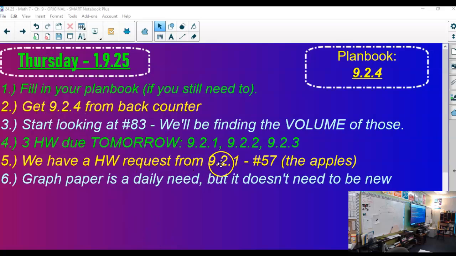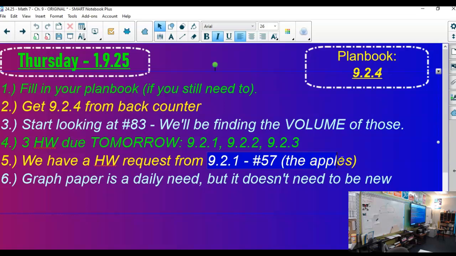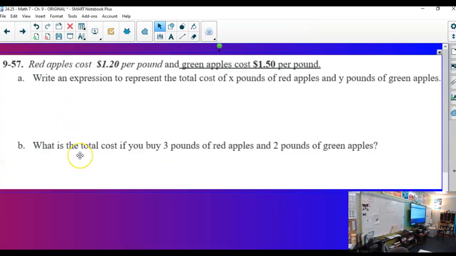So homework requests first, and if you don't need help on the homework, you could just be looking at number 83. Are red apples and green apples?